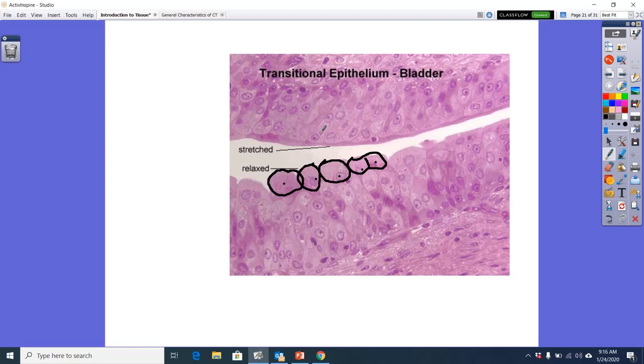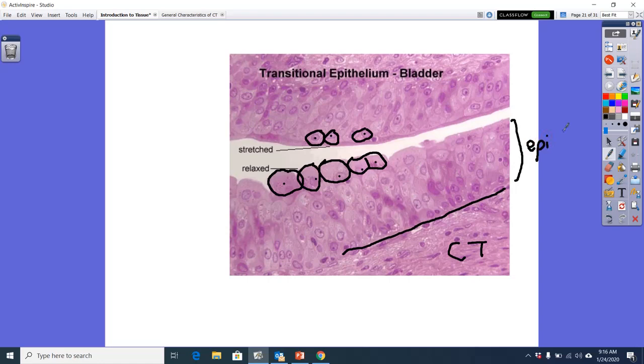But if the bladder is full and it is stretched, they're still rounded. It may appear a little bit flattened towards the top, but you gotta pay attention to those individual cells at the apical portion. Okay, typically pretty pink or purple based on the stain. This would be your basement membrane through here. This is your connective tissue, and all of this here makes up the epithelial section.